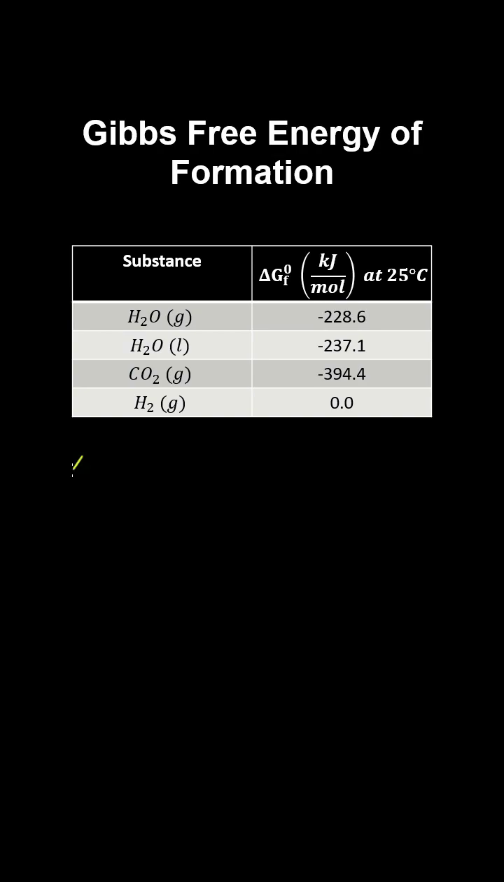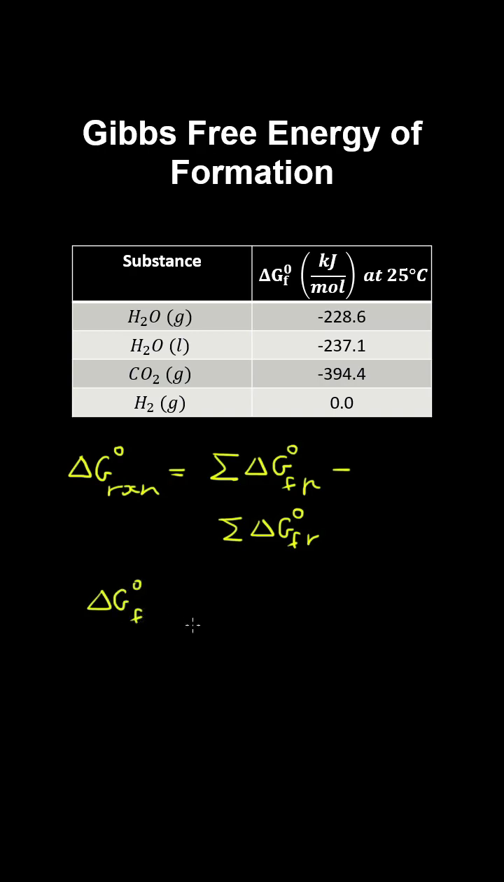The standard Gibbs free energy change for a physical or chemical process, and typically we look at chemical reactions, is equal to the sum of the free energy of formation of the products under standard conditions minus the free energy of formation of the reactants under standard conditions. And the Gibbs free energy of formation is really the energy change due to the formation of 1 mole of a substance from its constituent elements under standard conditions. And this is typically at a temperature of 25 degrees.